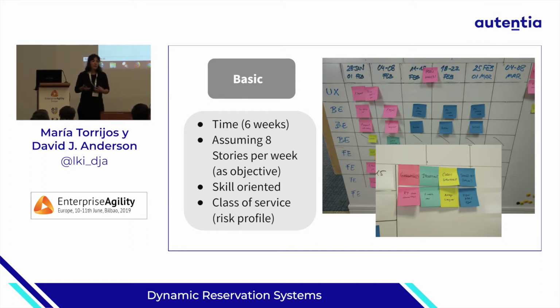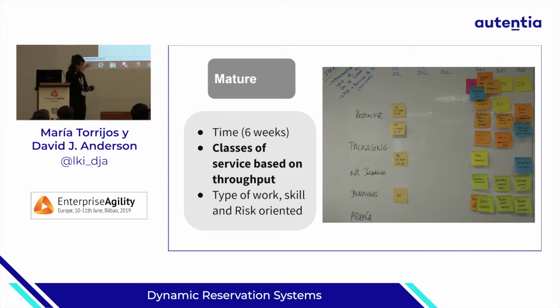It doesn't mean that if we delayed it, looking at the cost of delay, we were going to lose a lot of money, but it was risky in terms of how much time we needed to invest in the implementation, and the uncertainty about the return of the initiative. That's why we considered those as an option. Then we have the mature one, which is closest to what David just shared. We also had the 6 weeks, and the classes of service were based on our throughput. And the type of work is still quite oriented to risk and the dependencies.